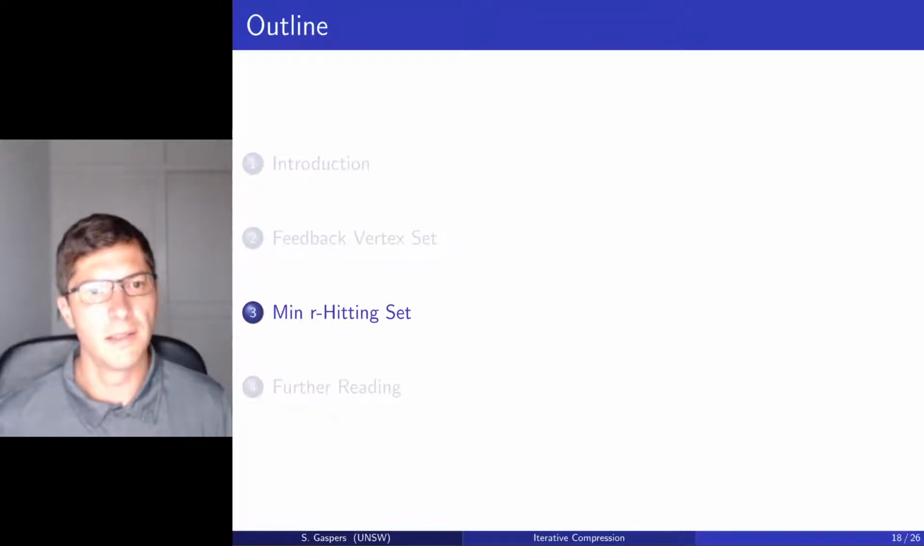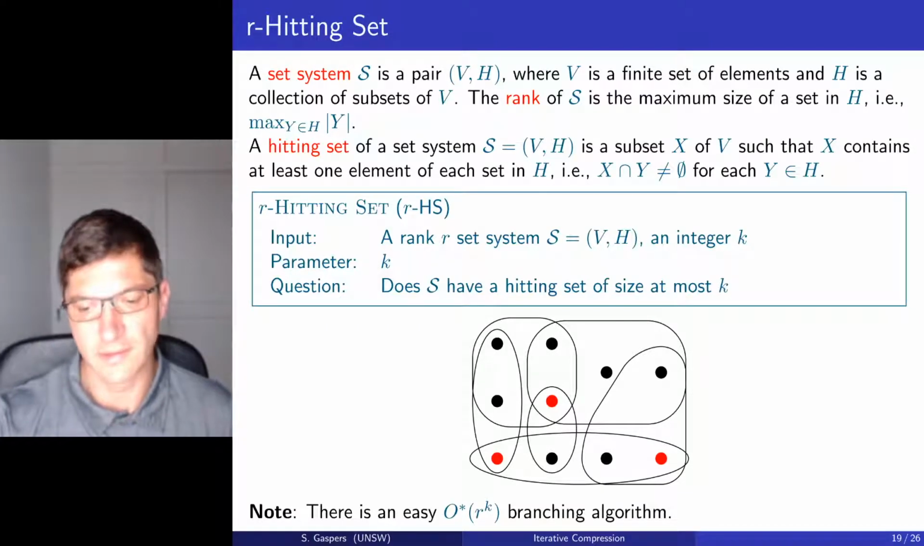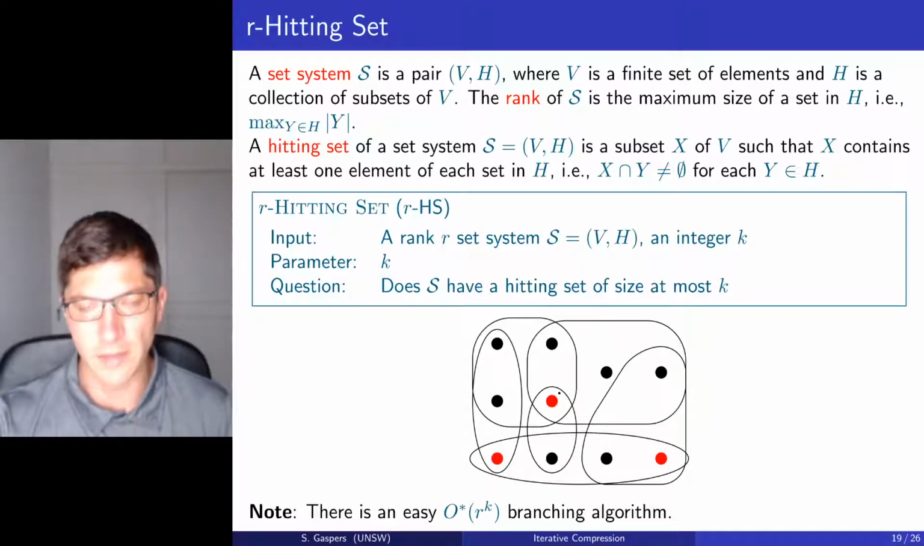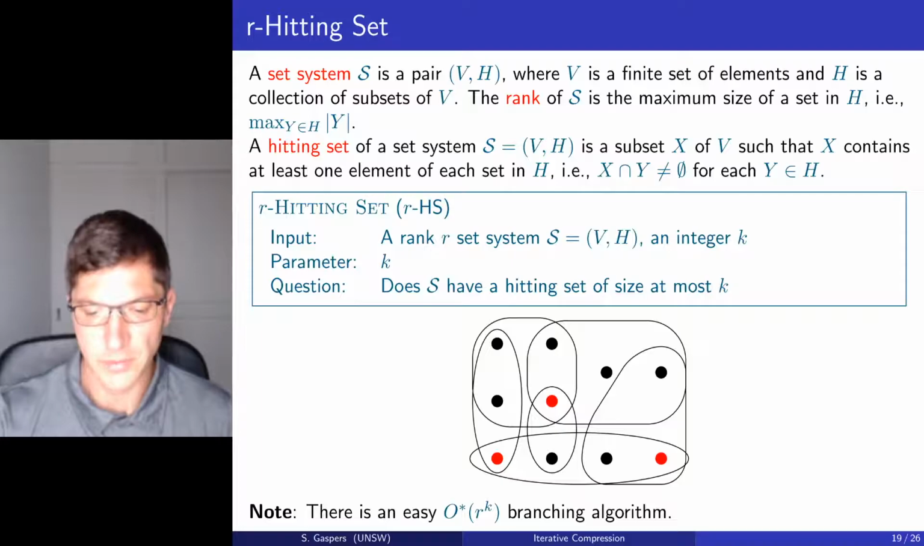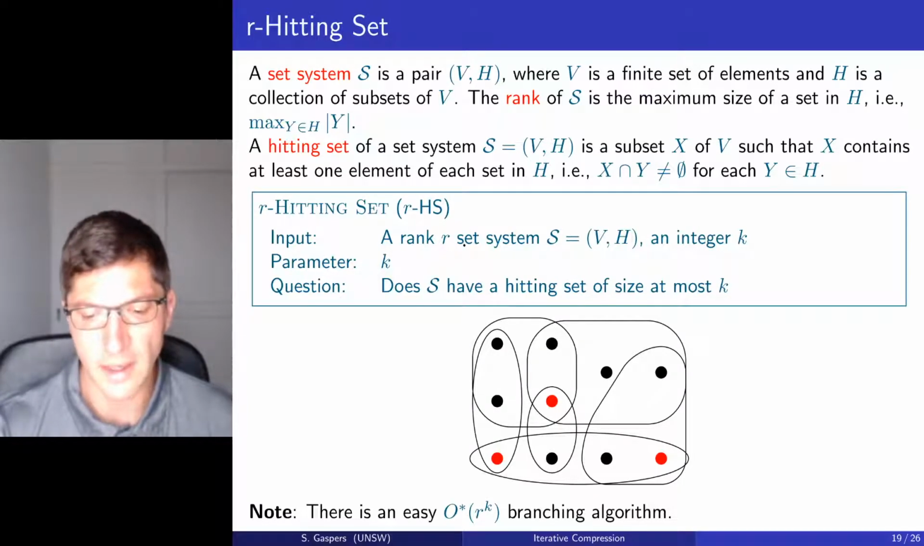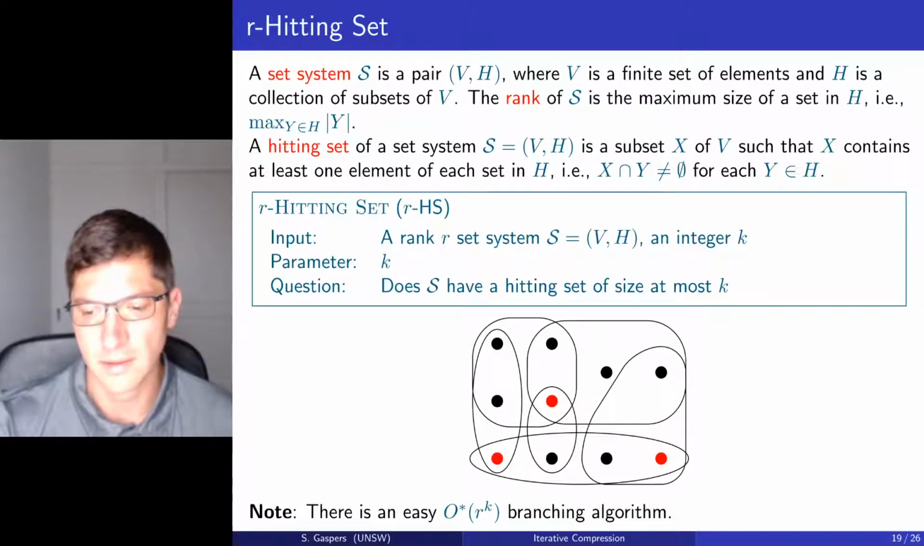Next, we look at minimum R hitting set. So in the hitting set problem, we of course have a set system as our input, where we have elements and sets of elements. We have an integer k, which is our parameter, and the question is whether the set system has a hitting set of size at most k, so a set of elements that intersect all of the sets. And we speak of R hitting set if the maximum set size is at most R. So we have a rank R set system, and the rank of a set system is the maximum size of a set in the set system.